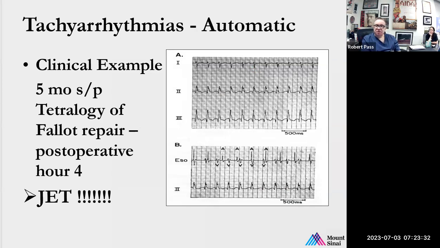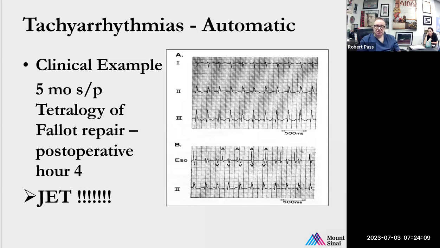Another classic example of an automatic tachycardia is junctional ectopic tachycardia. This is a tracing from a 5-month-old following tetralogy of Fallot repair obtained on postoperative hour 4. And in this example, we have an esophageal lead, presumably because they were not atrial leads, but this could be an atrial lead. And we can see that there is a dissociation between the A's and V's, and there are actually more ventricular complexes than atrial complexes. And whenever there are more V's than A's, you're either in heart block or in JET. And in this case, the patient was in JET.